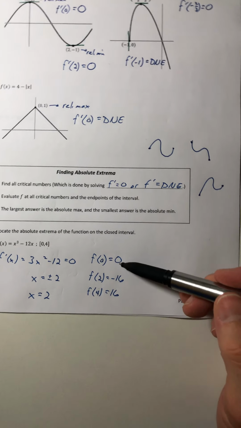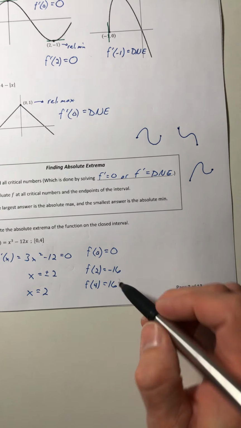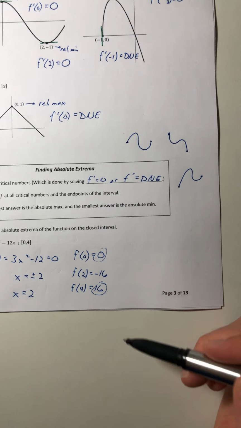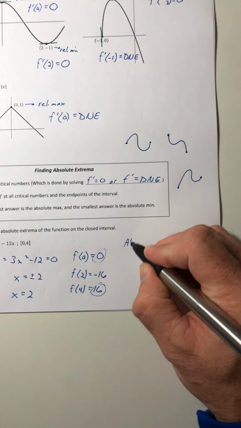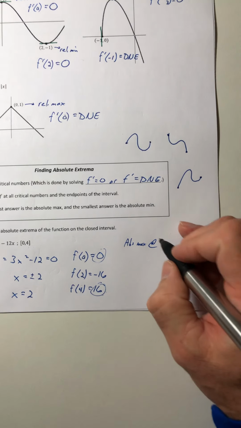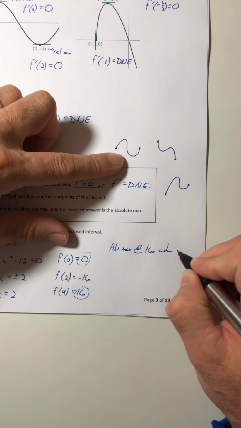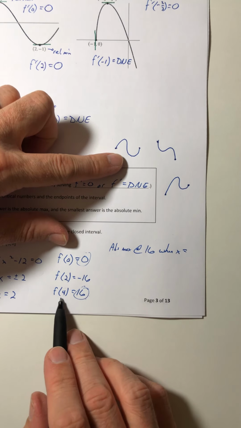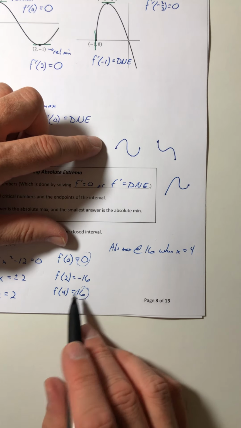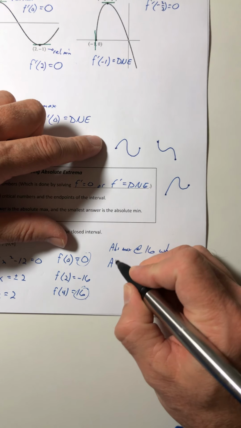So out of your results, which one is the biggest? Well, this one right here, the 16, and then the 0 is the smallest. So that's your absolute max and absolute min. So you have an absolute max at 16 when x is 4. So the function value is the absolute max or min. The x value kind of gives you the location. The absolute min.